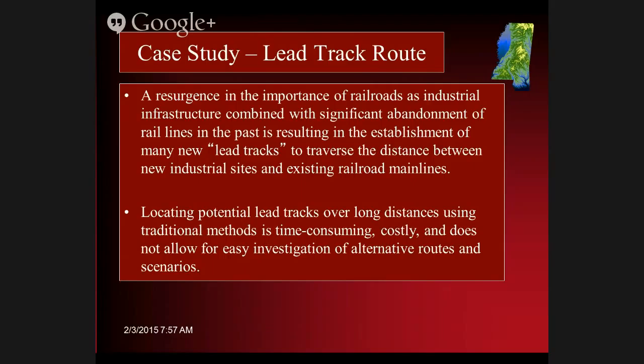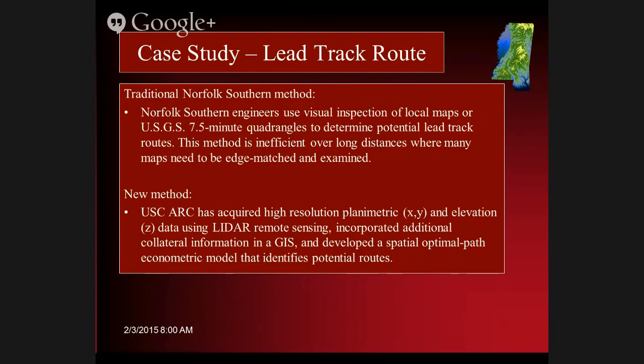Okay, it's a costly process. Our idea was not necessarily to totally replace the human element, but to at least narrow down the potential path that they could go in and survey an exact path later. Okay, so the traditional method was using engineers, visual inspection of local maps using paper USGS quadrangles, and finding the path that way.